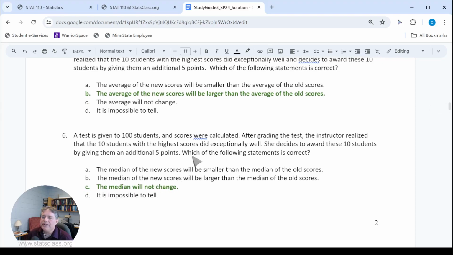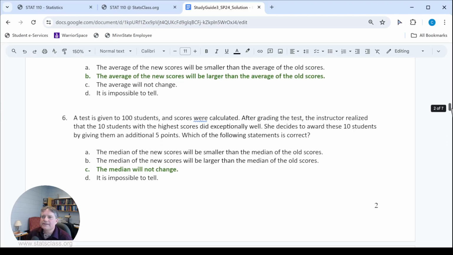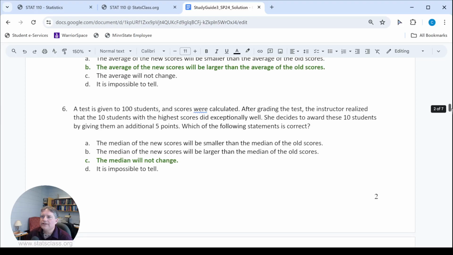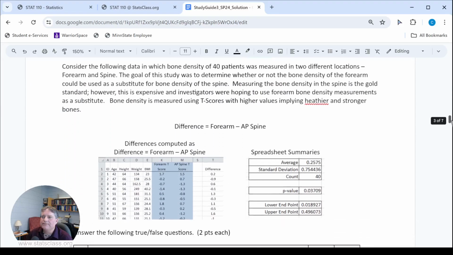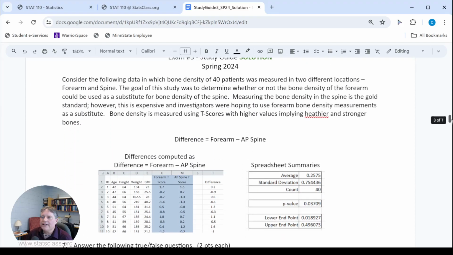Statisticians say that the median is more robust against outliers. That is definitely the case. So the outliers and these changing data values are going to have more of an impact on the average than they are on the median. Okay, this next example is out of section 6.1.